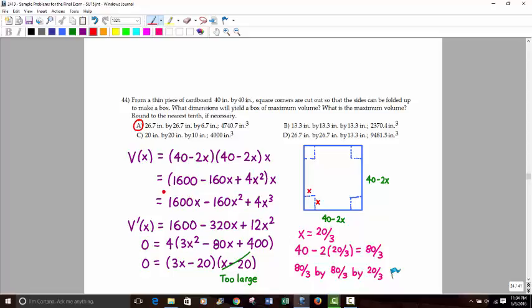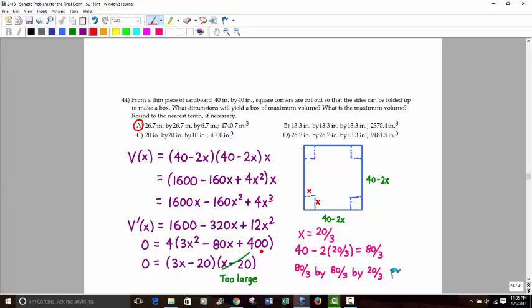It's a little messy looking, but it's not that bad. It's a pretty easy derivative. So when you FOIL that out, 40 minus 2x, and then multiply it by x, you'll get this function right here. And then take the derivative, so you get 1600 minus 320x plus 12x squared. I rearranged the order of the terms for factoring purposes. So I factored a 4. That left 3x squared minus 80x plus 400.